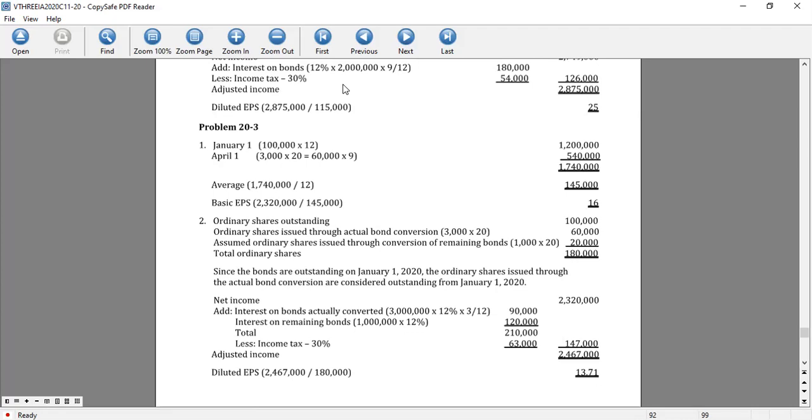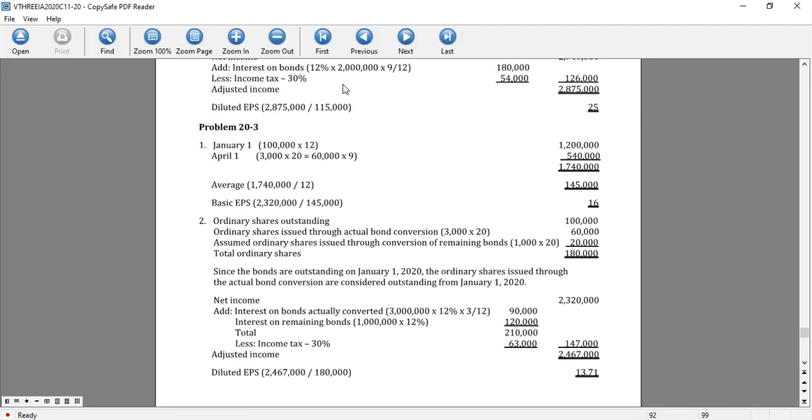Next, we go to 20-3 with the same requirements. January 1, 2020, Simple Company provided the following information. Ordinary share capital 100,000 shares with 100 par. 12% bonds payable issued at face amount. Each 1,000 bond is convertible into 20 ordinary shares.